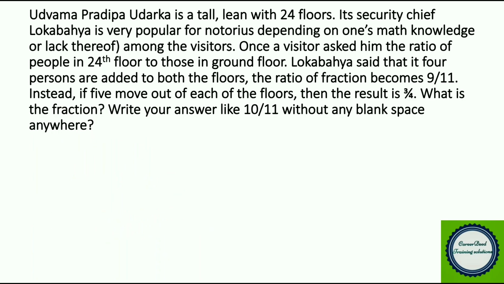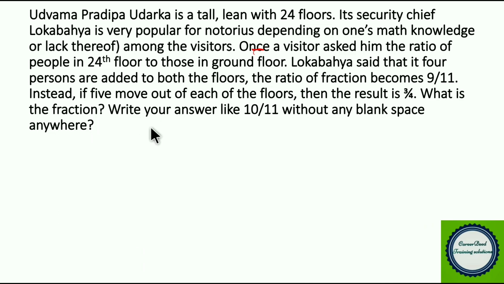Udvama Pradeepa Udarka is a tall building with 24 floors. Its security chief Lokabaya is very popular among the visitors. Once a visitor asked him the ratio of people on the 24th floor to that of the ground floor. Lokabaya said that if 4 persons are added to both the floors, the ratio becomes 9 by 11. Instead, if 5 move out of each of these floors, then the result is 3 by 4. What is the fraction? Now write your answer like 10 by 11 without any blank space anywhere.